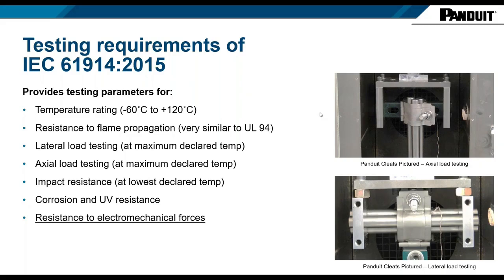We carry out full corrosion resistance and UV resistance. If the cleat is an all steel cleat or all metallic cleat, we don't check for UV, only a polymer cleat. If the cleat is made from stainless steel, for example, with more than 16% chromium, we don't need to carry out the corrosion test. But for things like galvanized steel, hot dipped or post galvanized, we carry out full salt spray resistance to corrosion. And then we carry out the resistance to electromechanical forces.